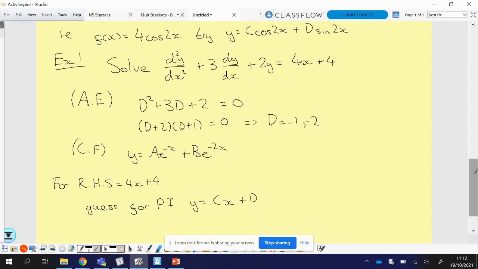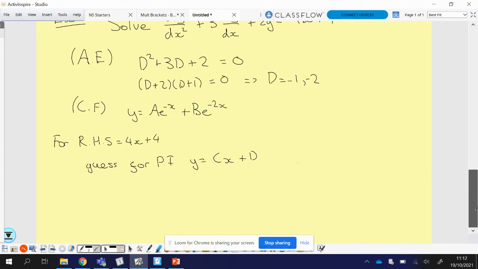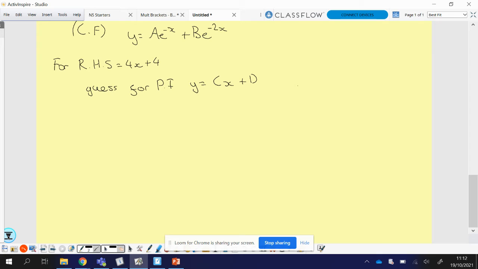to find d squared y by dx squared and dy by dx. I need to substitute them in. I've already got y. y is cx plus d. But I need to find these two things, then I can sub in and compare coefficients. So dy by dx: if I differentiate that, I'm just left with a constant value c. And if I differentiate that again to get the second derivative, well, I end up with nothing. Okay, it all vanishes.